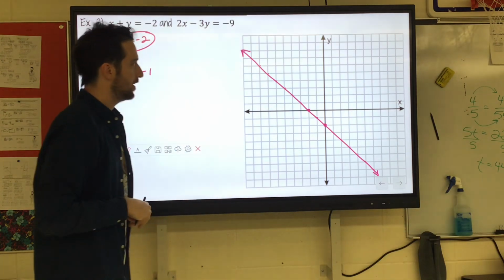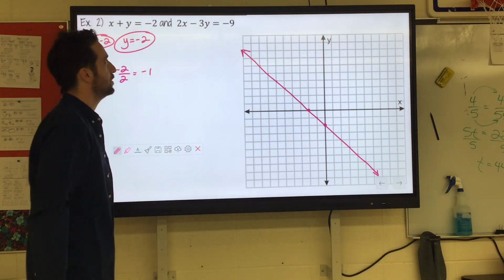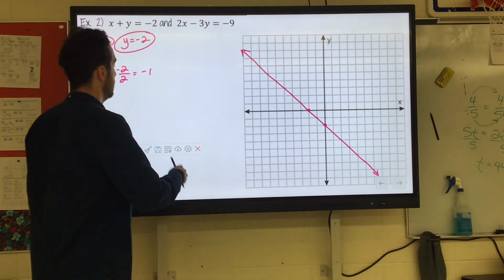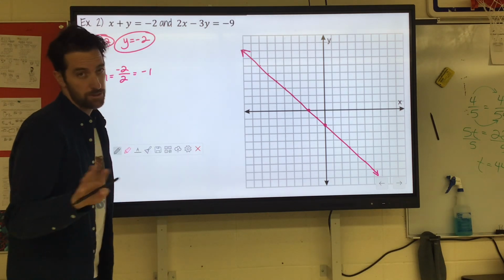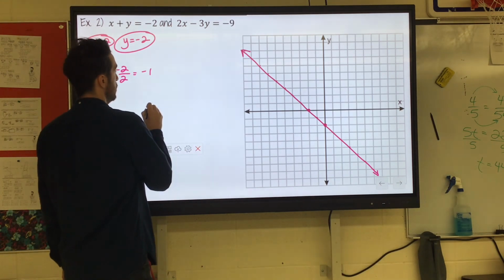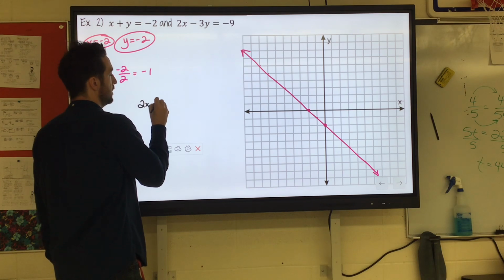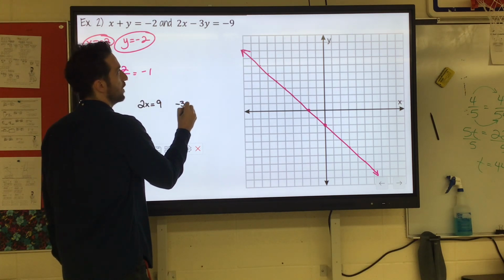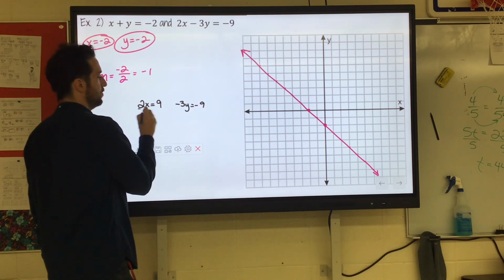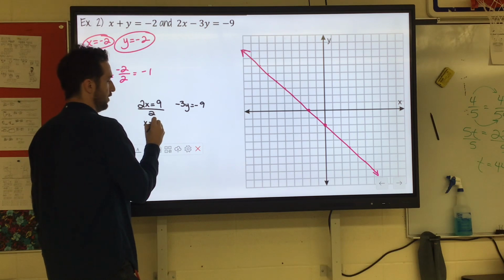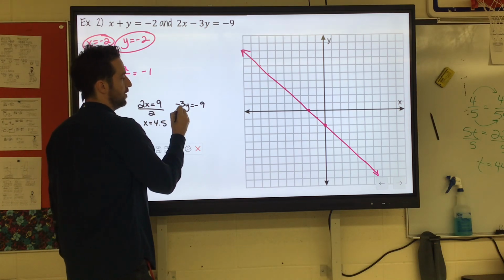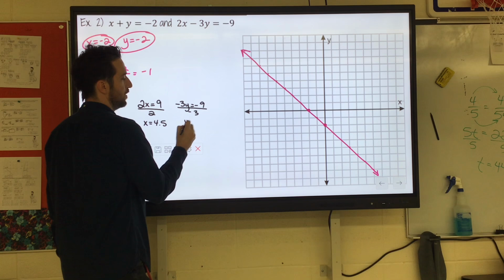So that was graphing it in the form it's in. Now you could totally do that with the second one too. That would give you, and we're not going to do this, we're going to move it around, but it would give you 2x equals 9 and negative 3y equals negative 9. You divide by 2, you get 4.5. You divide by negative 3, you get y equals positive 3.